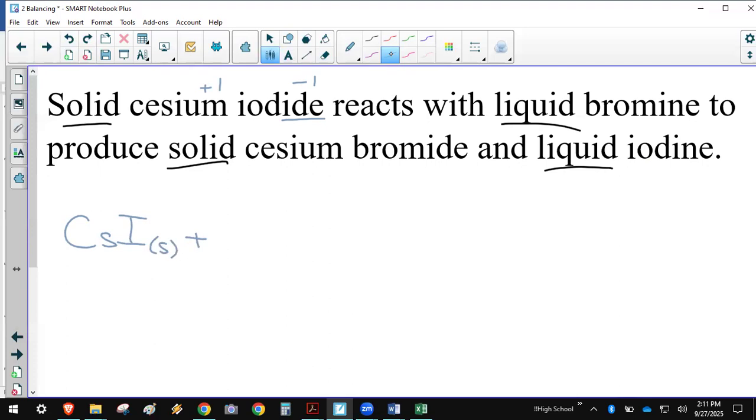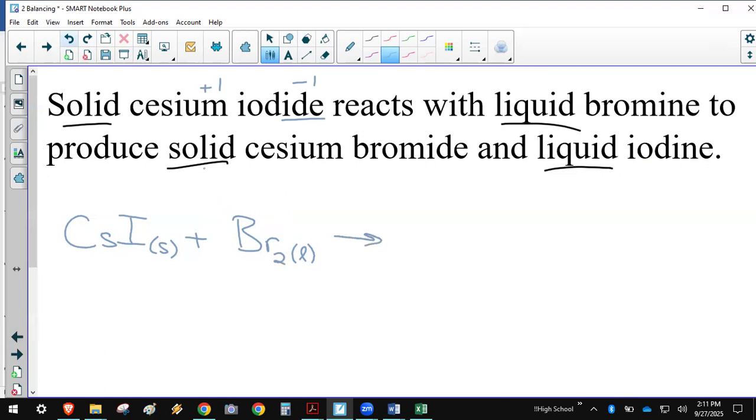Reacts with liquid bromine. So liquid bromine, little cursive L there for liquid. And then if you look at bromine on the periodic table, you will see that it has a circle around it. And the circle means it is a diatomic. So if it's by itself, you have to have a 2 next to it.